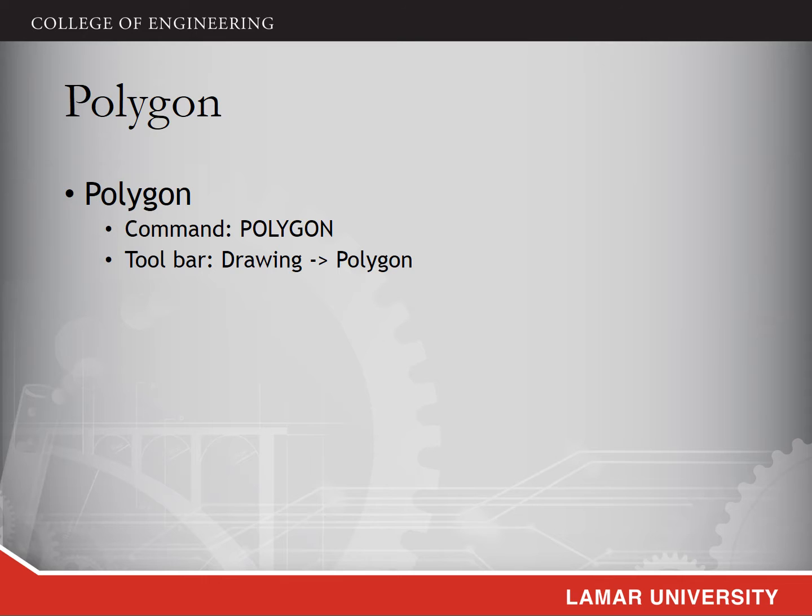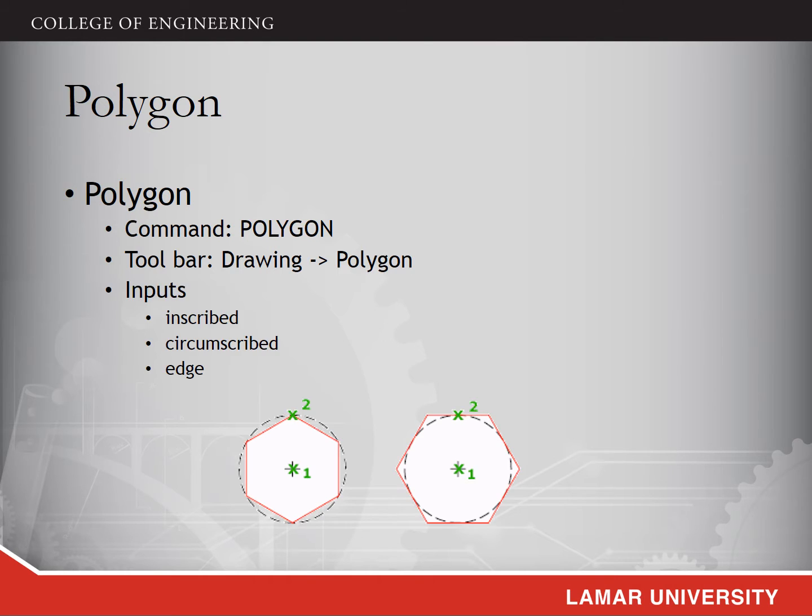Polygon is another commonly applied object in two-dimensional drawing. In AutoCAD, you can use the command polygon to generate this type of figure. You also can go to the toolbar, select drawing, and find the polygon icon to generate a new polygon. Basically, there are 3 different methods for you to develop a new polygon: inscribed, circumscribed, and edges. In the next slides, I'm going to show you how to use these 3 methods to generate a polygon.